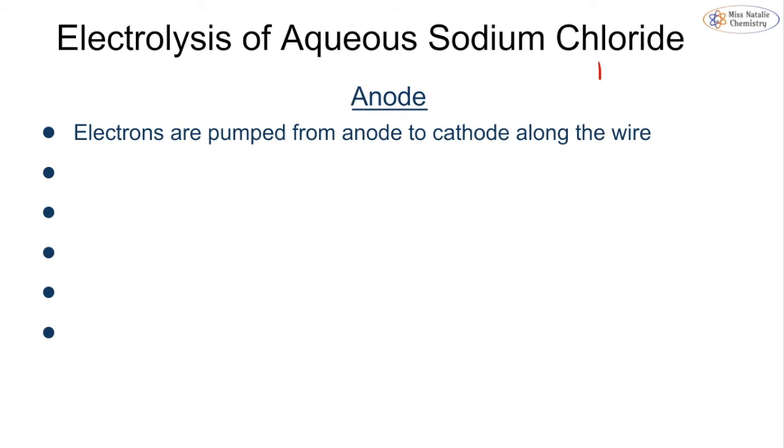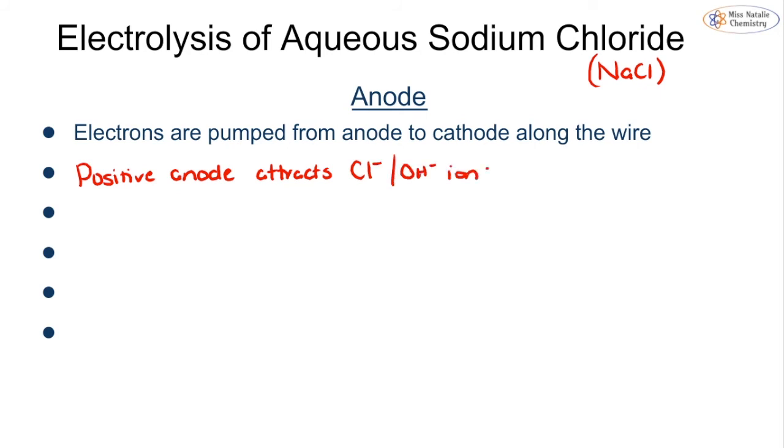Now we look at the anode. So again, we have our NaCl, and we have our power being turned on. We know that we get the electrons coming from the anode to the cathode, because we saw that in our molten. That doesn't change, and that causes the anode to become positive. So our positive anode attracts the chloride and the hydroxide ions.